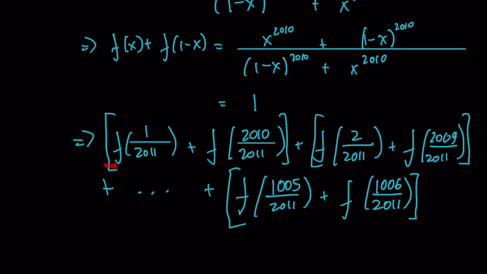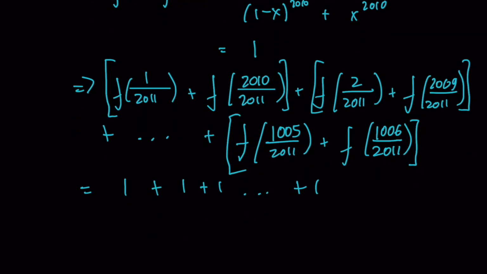all of this will be 1. So actually it's the same as 1 plus 1 plus 1 plus 1. How many times? As many as the pairs we have. And we have 1005 pairs, right? Because if you see, this is 1, 2, and the last one will be 1005. So the answer is 1005.